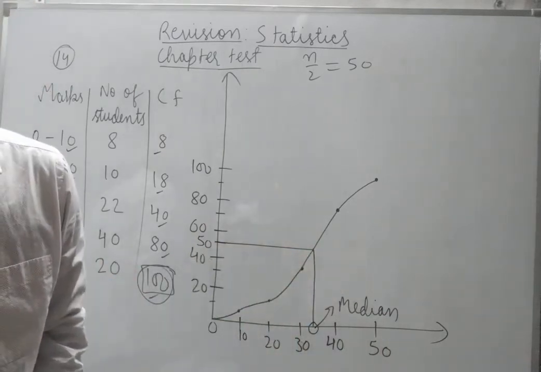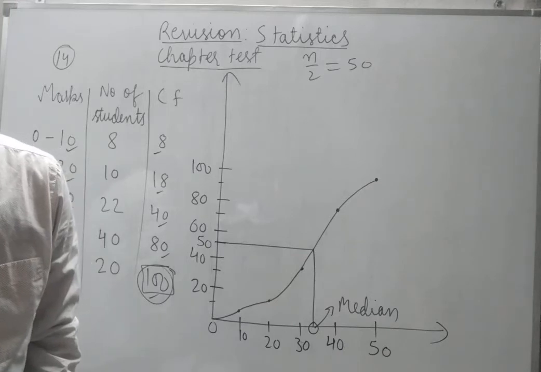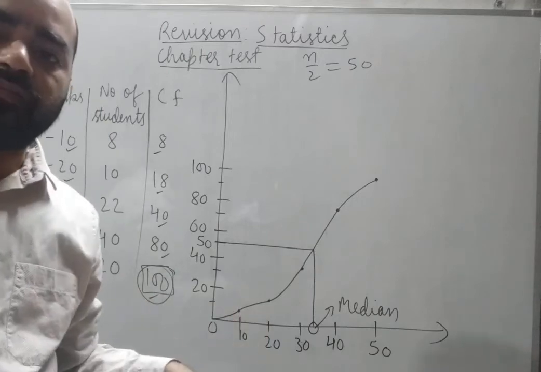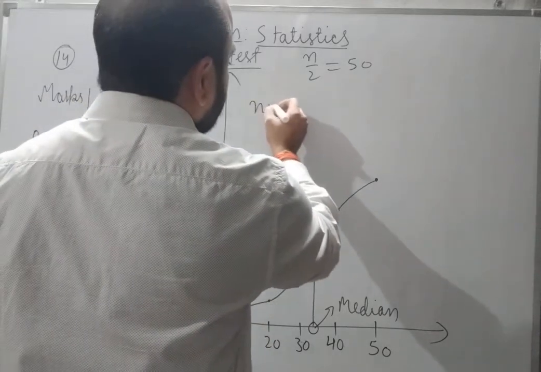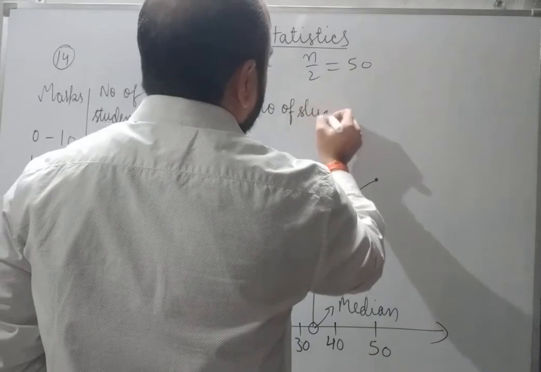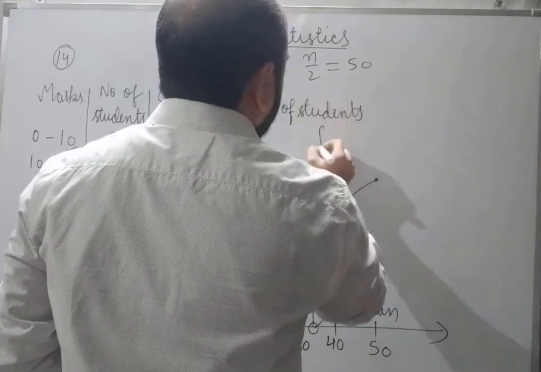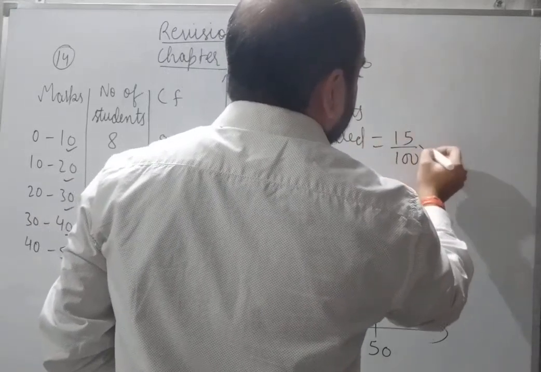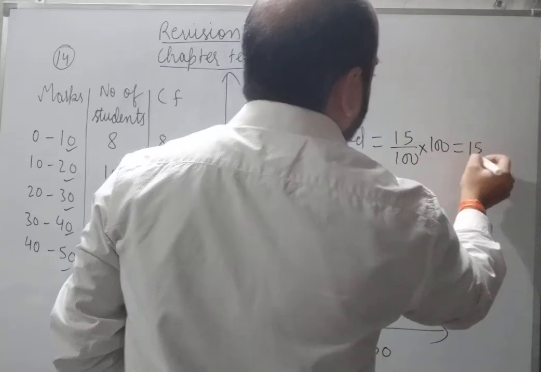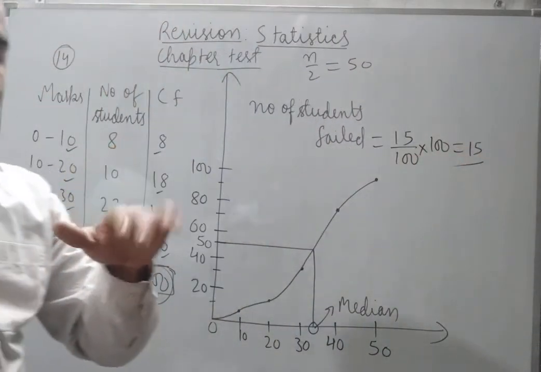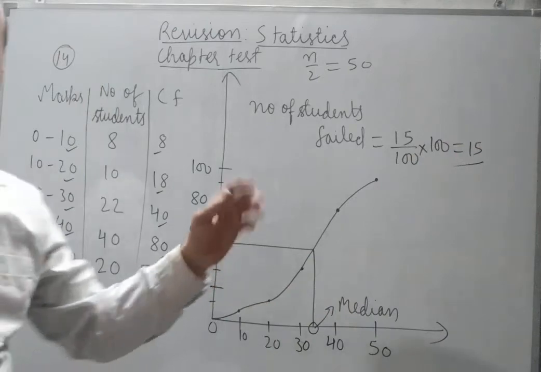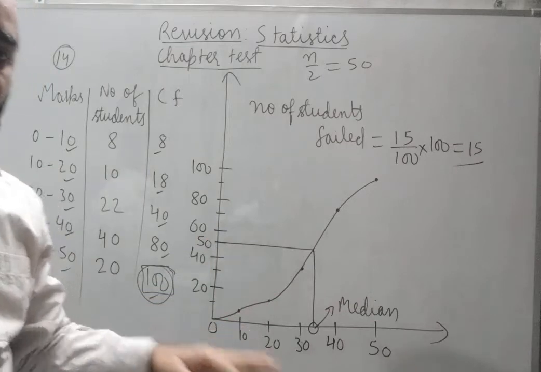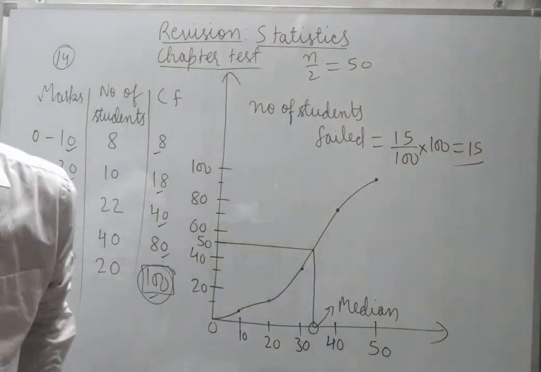After that, the pass marks if 85% of the students pass. Total number of students is 100. How many passed? 85%. It means 85% of 100, so 85 are passed. How many are failed? 100 minus 85, that is 15. So 15 are failed. So we have to find the passing marks.